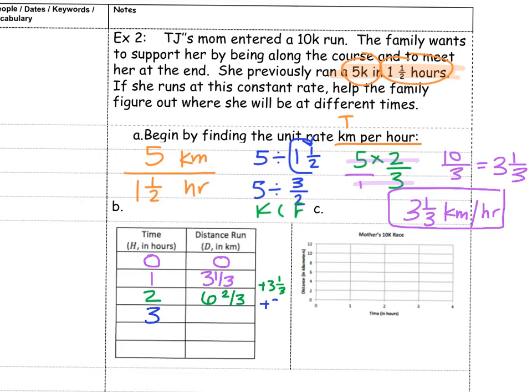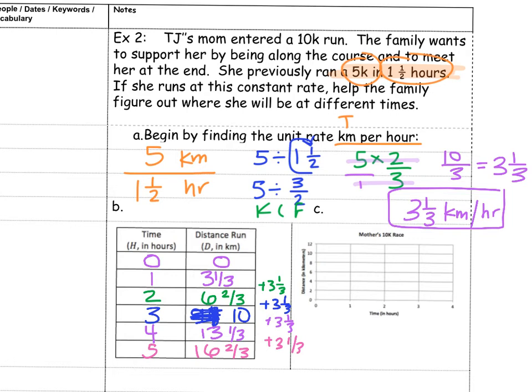3 hours, add another 3 1/3. 6 and 3 is 9. 2/3 and 1/3 is 3/3. But 3/3 is really 1, so it's a solid 10 she would go. 4 hours, add another 3 1/3, so we get 13 wholes, and then we have 1/3. And then 5 hours plus another 3 1/3, so I get 16 2/3. So now that I have my table built, I can go ahead and graph this.